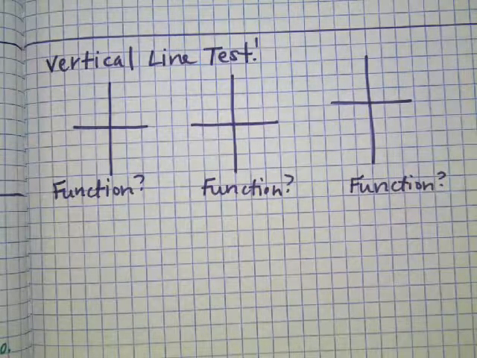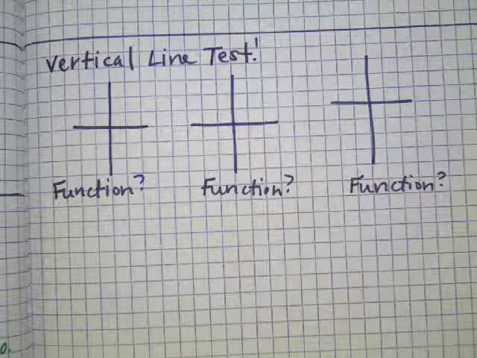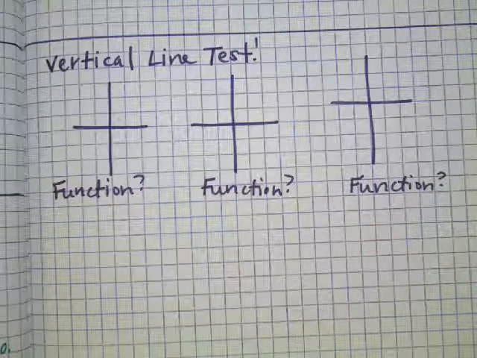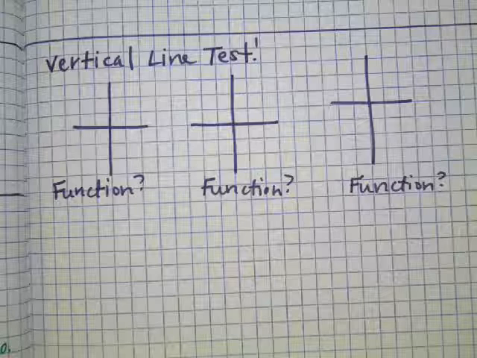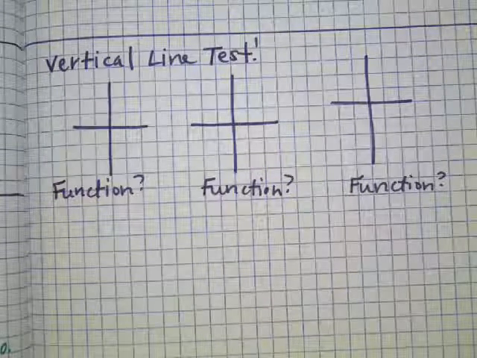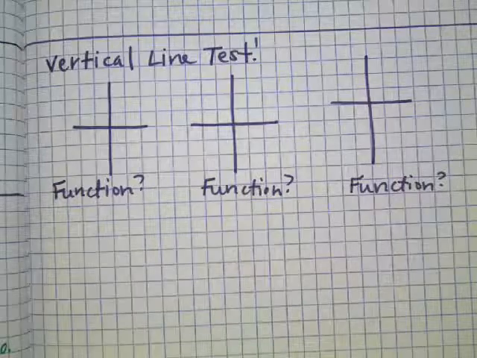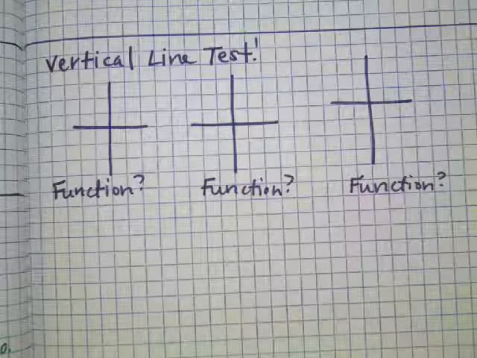So to determine if something is a function, you can look at their ordered pairs and see are any of the x's in the ordered pairs the same. You can look at the table and see are any x's in the table the same. You can look at a mapping and see if one x has multiple arrows coming off of it. Okay, to determine if it's a function. And then for a graph, to determine if it's a function or not, we use the vertical line test.